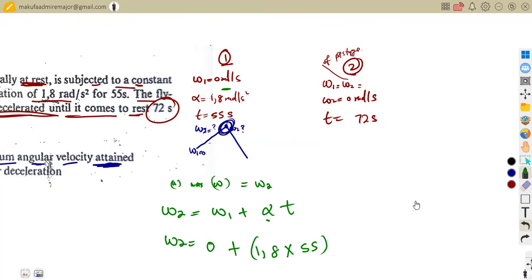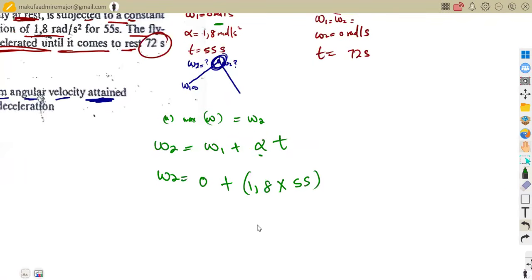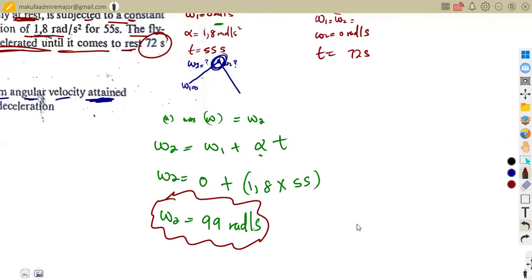What is going to be the omega 2? The omega 2 is the maximum angular velocity attained. They are just asking this in another way, but it's the same one. So that was going to give us 99 rad per second. So that's our omega 2 from there. So it went up from 0 to 99 rad per second.